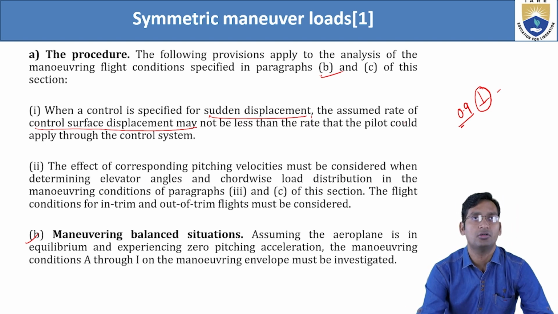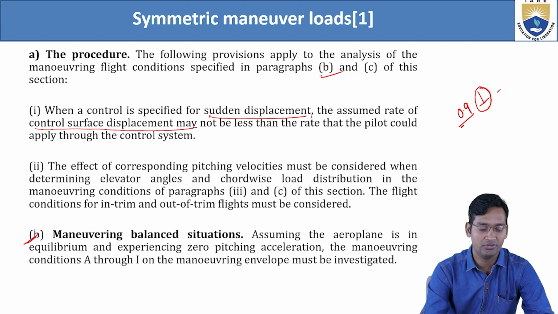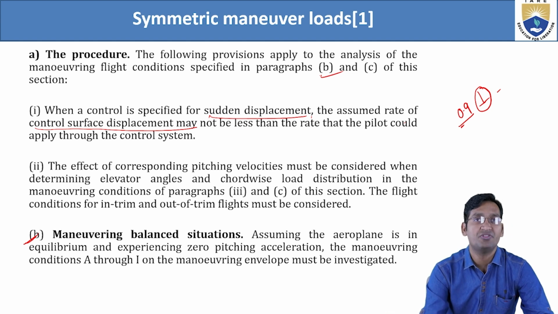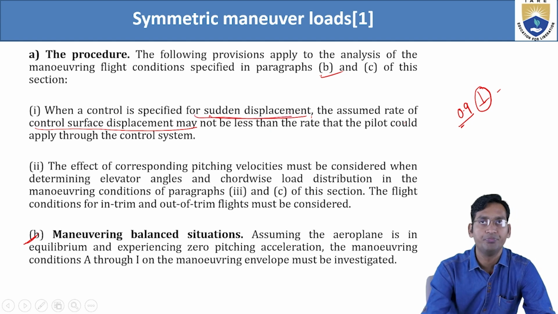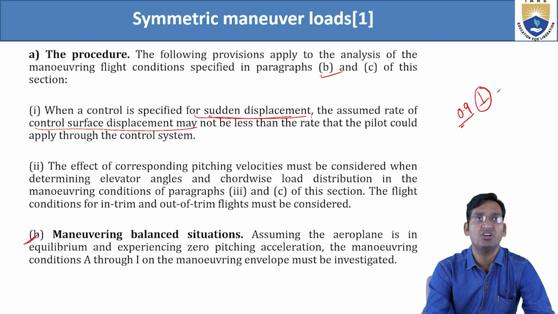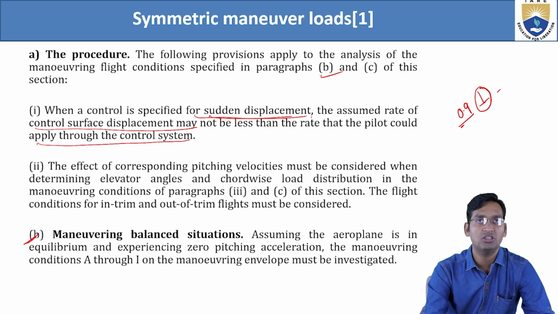The first one is the procedure. The following provisions apply to the analysis of the maneuvering flight conditions specified in paragraphs B and C. Paragraph B is here, and C we will see in the next slide. First, when a control is specified for sudden displacement, the assumed rate of control surface displacement may not be less than the rate that the pilot could apply through the control system.